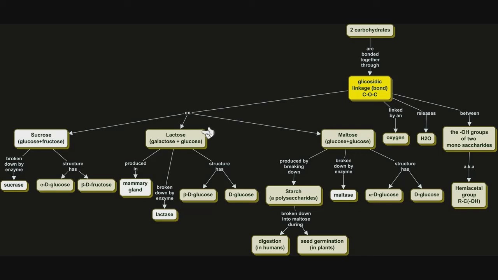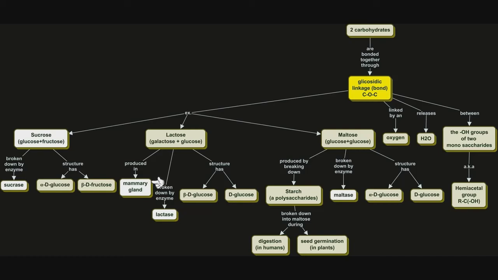Another glycosidic bond is found in lactose. This is glycosidically bonded between galactose and a glucose. Lactose is made of beta-D-galactose and D-glucose. The lactose glycosidic bond can be broken down by an enzyme called lactase. Lactose is produced in the mammary gland.